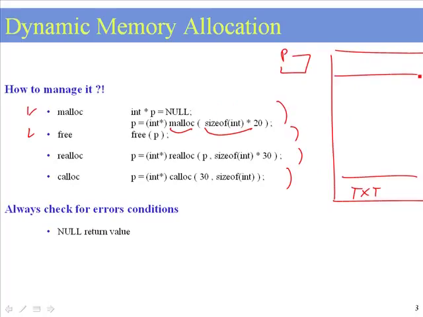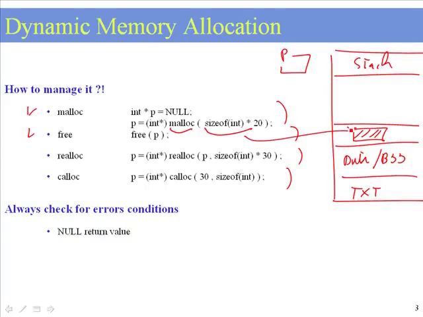Let me draw a quick diagram here. This is your text segment, this is your stack, this is your data and BSS segment mixed together. We want to differentiate between them. This is your dynamic memory allocation area. When you call malloc, some of this dynamic memory is going to be locked for you, for your usage. It's going to be allocated to you, and this is going to be big enough to contain 20 integers. This address will be returned to you so that you can store it in your variable p. So somewhere on the stack the variable p is here, and p is assigned the address of this newly allocated block of 20 integers.